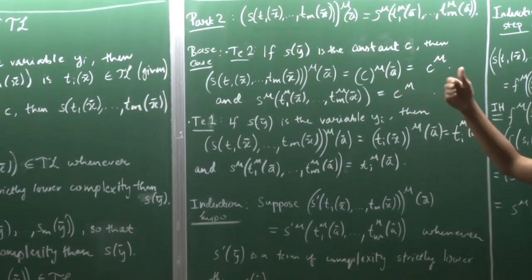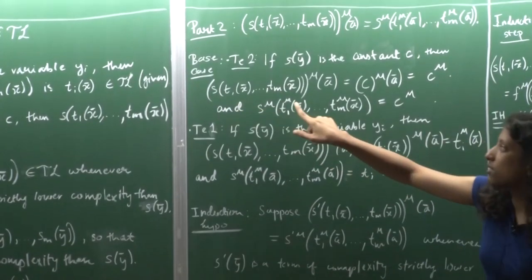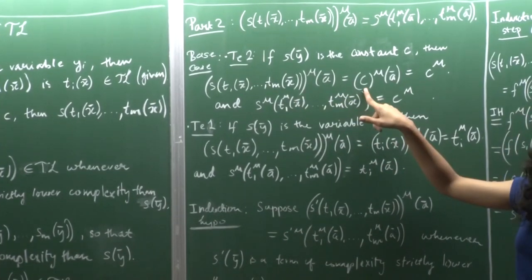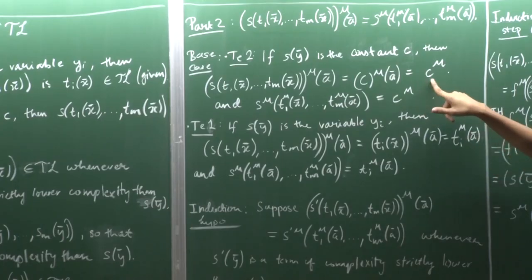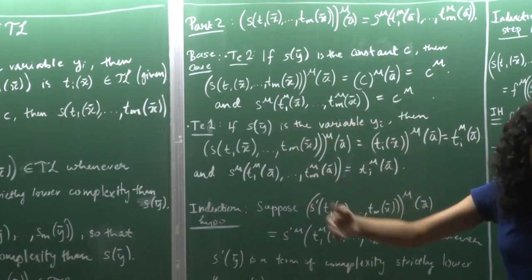What is TE2? If S(ȳ) is the constant c, then you take this value in M at ā, this is just a constant, and you just get c in M. And also the right-hand side is also c in M because this is just a constant.